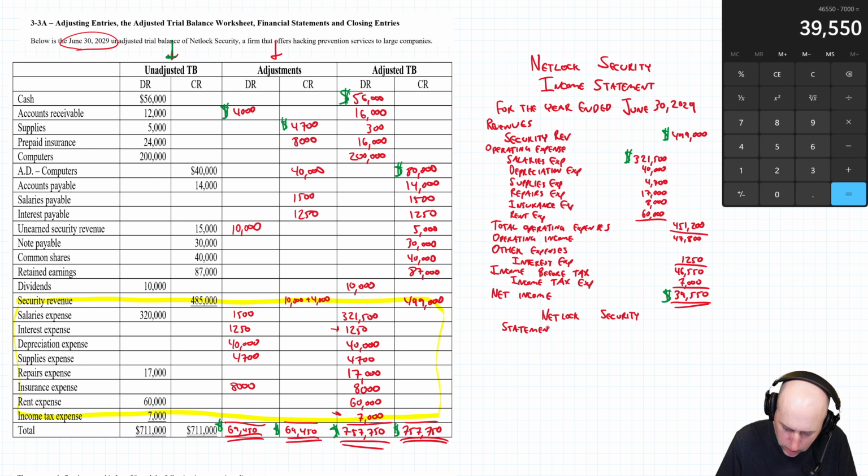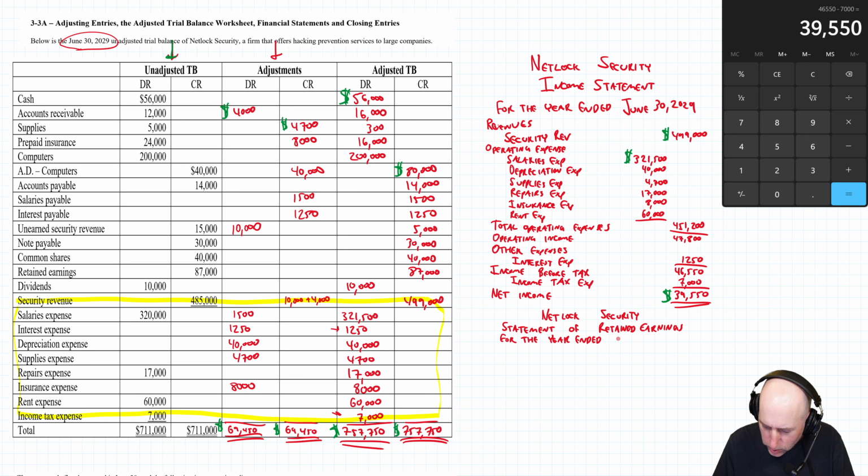Statement of retained earnings. And this gets dated for the year ended, just like our income statement. For the year ended, and then the date, June 30th, 2029. Okay. So remember how our statement of retained earnings works.